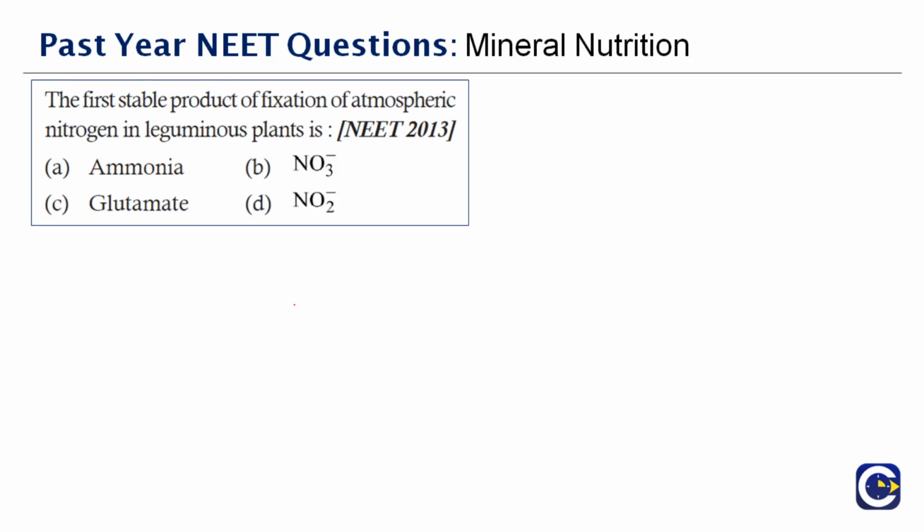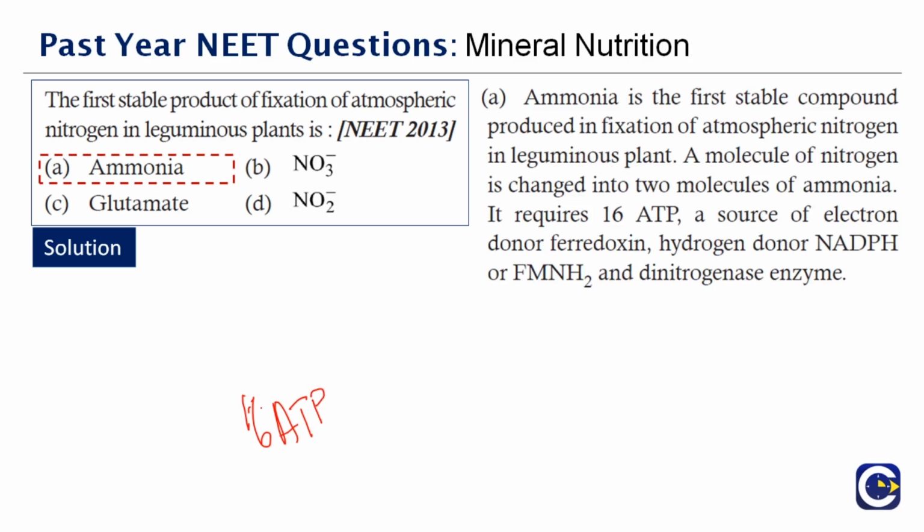Next question here. The first stable product of fixation of atmospheric nitrogen in leguminous plants is dash. This question was asked in the year 2013 and the right answer is ammonia, which is option A. Ammonia is the first stable compound produced in fixation of atmospheric nitrogen in leguminous plants. A molecule of nitrogen is changed into two molecules of ammonia. And what does it require? It requires 16 ATP, source of electron donor ferredoxin, hydrogen donor. Then you have other elements also. Therefore, the right answer to this question is option A, ammonia.